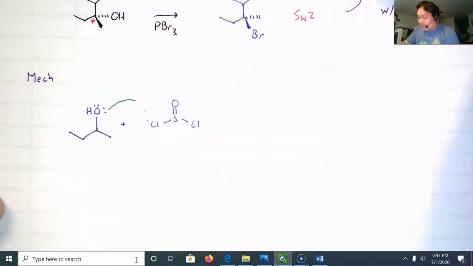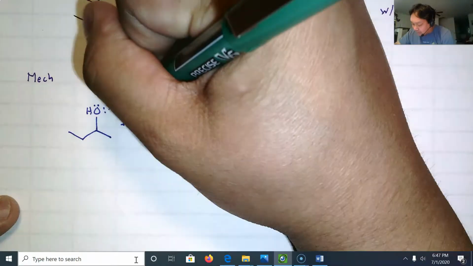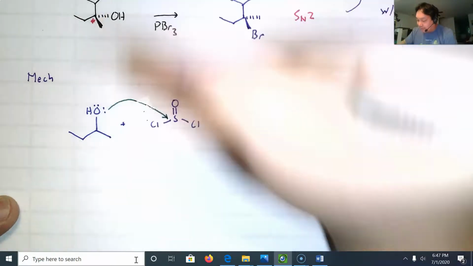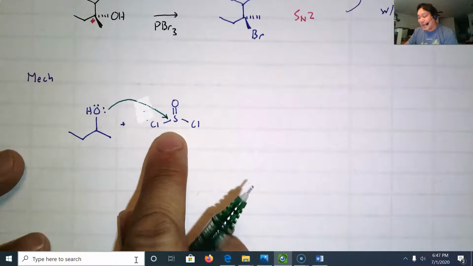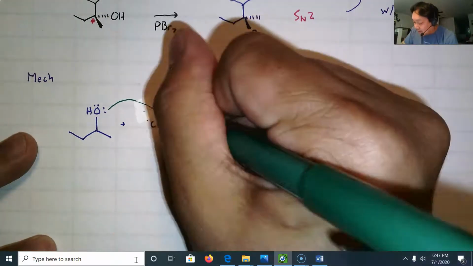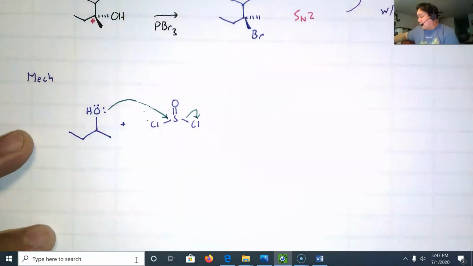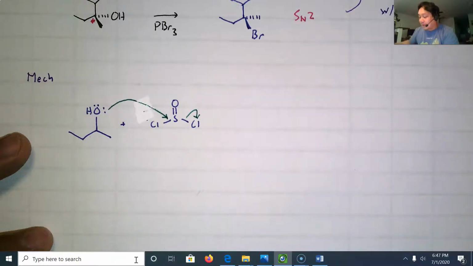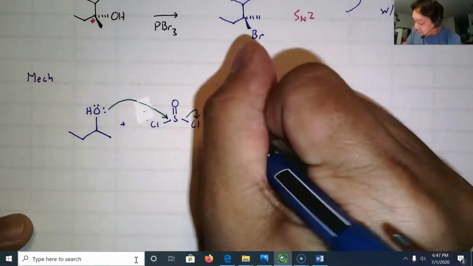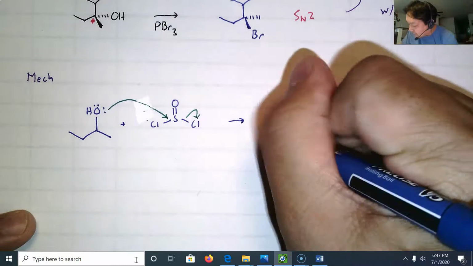Opposites attract. That sulfur is partial positive. So oxygen is attracted to this sulfur. Try to make the arrow point to the atom and not the bond. And then the variation of the mechanism that I'm showing kicks out the chlorine in the first step. And we have this.